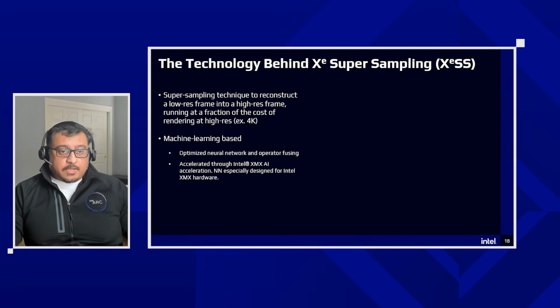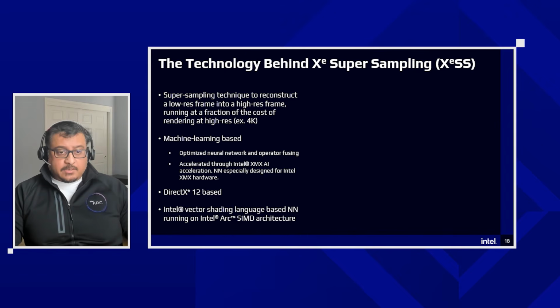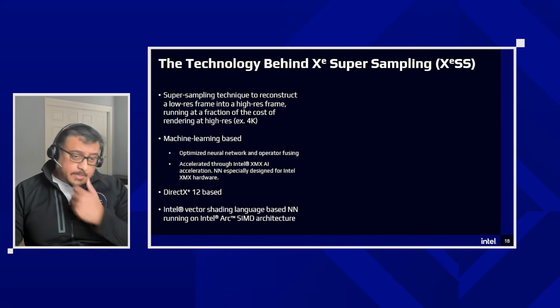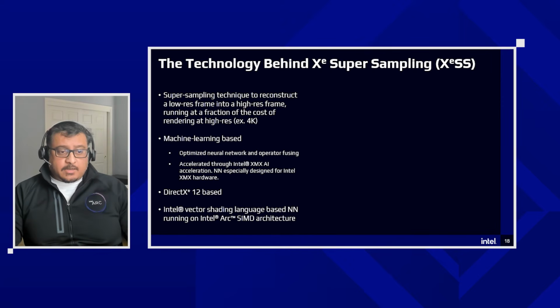This neural network heavily uses the Intel AI accelerator that is introduced through the Intel Arc GPU family. The accelerator is called XMX, Intel Matrix Multiply Extension, and it relies heavily on that technology to get the performance it needs from the underlying hardware. And this is DX12 based. We use Intel vector shading language, which is a very low level vector shading language, mapping directly to Intel vector hardware architecture, giving the most efficient performance for XeSS.